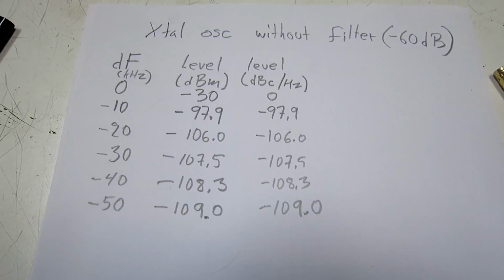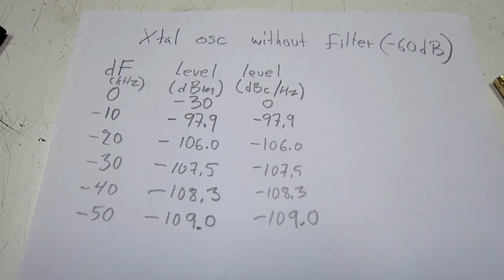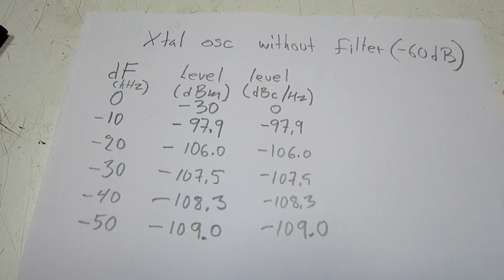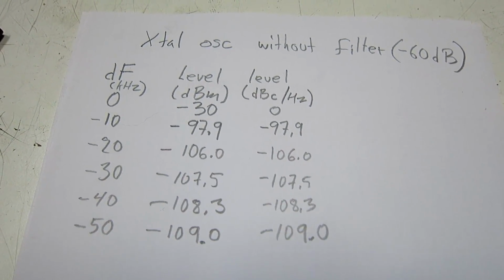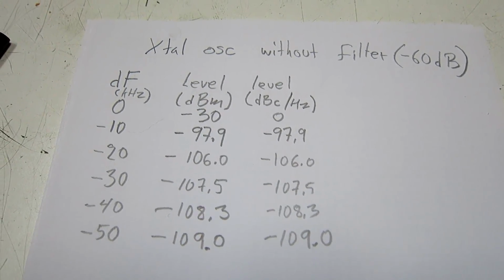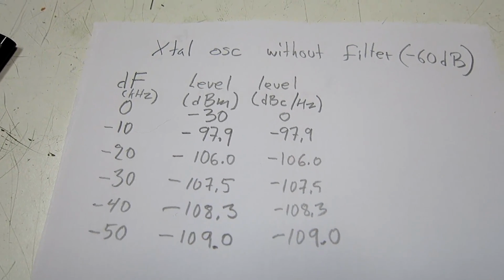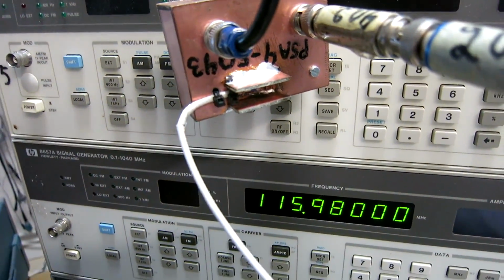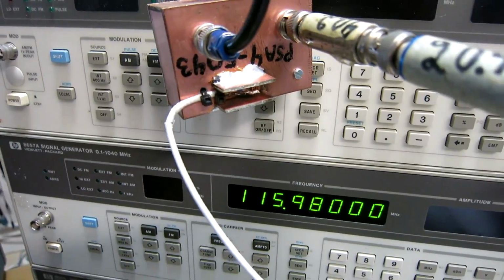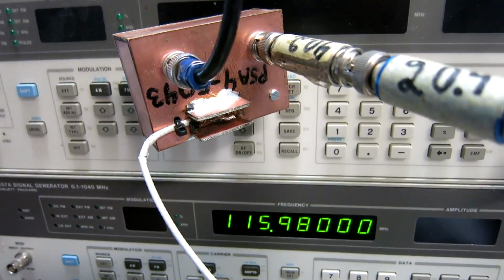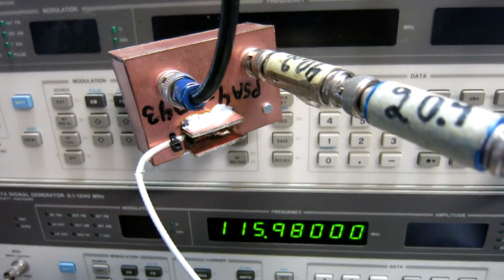This is what I find. The noise is down to minus 109 dBc per hertz, and at 10 kHz it's minus 97.9. So it is safe to use this amplifier, this one with the PSA 4 5043, because the amplitude modulation it produces is much below 110 dBc per hertz.